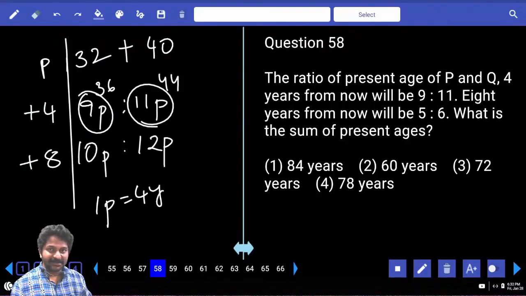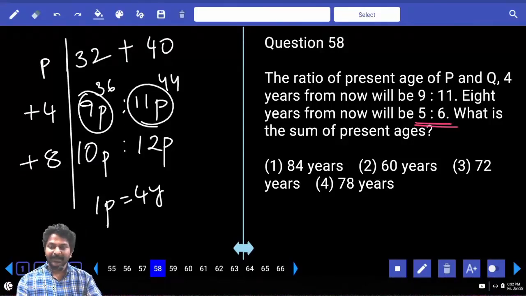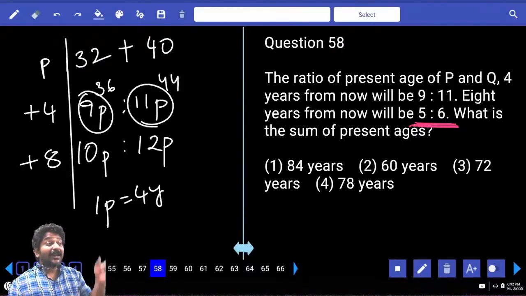I hope you are done with this. Right. So now from the question, 5:6 is their age ratio after 8 years. What is the sum in terms of number of parts after 8 years? Come on, 11 parts, right? 11 parts should be a multiple of 11. Which number should be a multiple of 11? After 8 years, the sum of their ages.